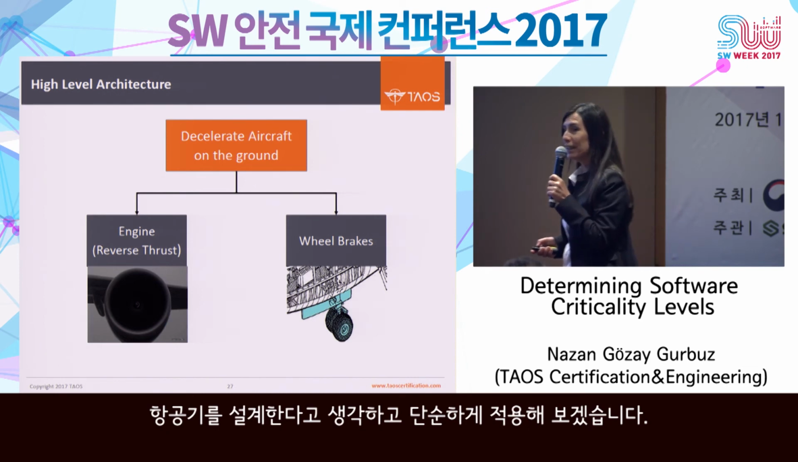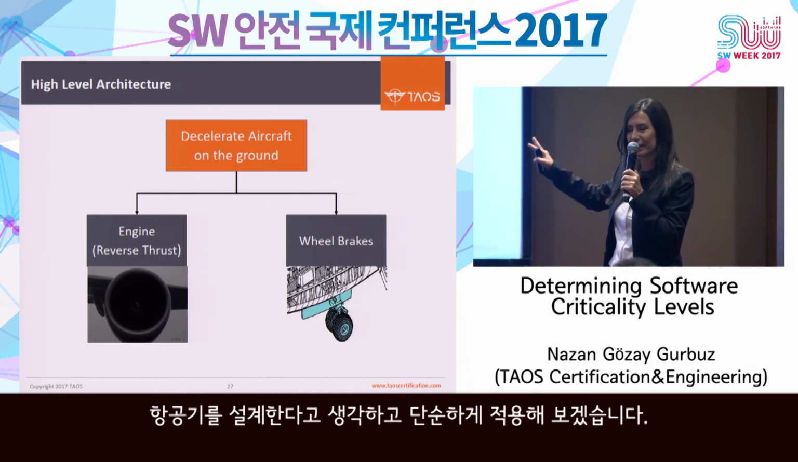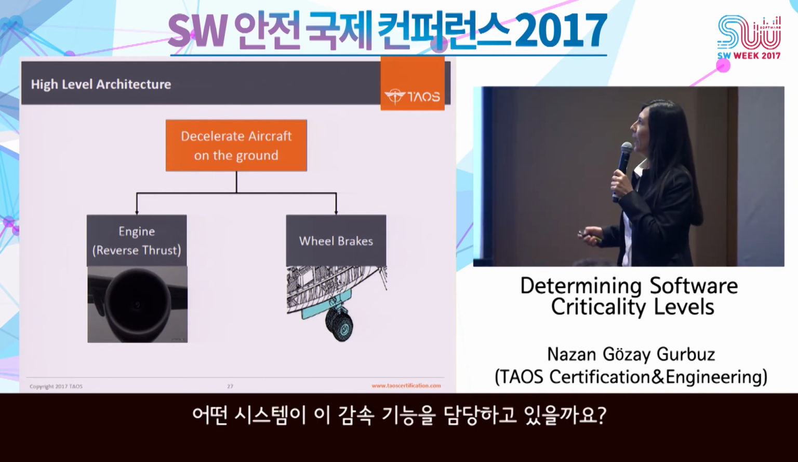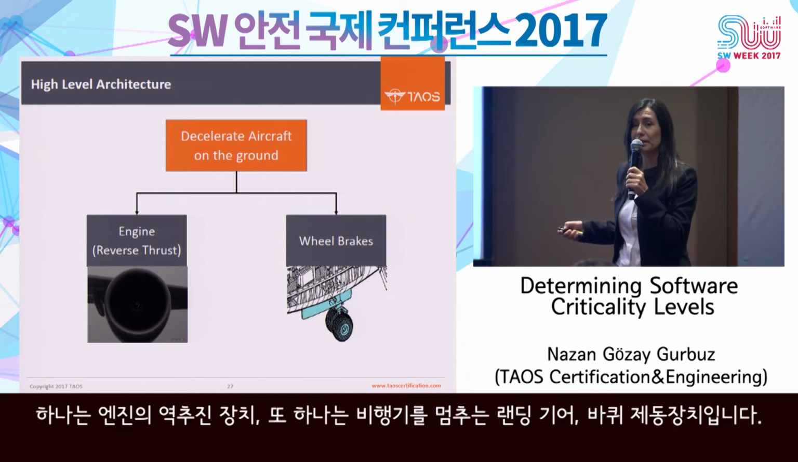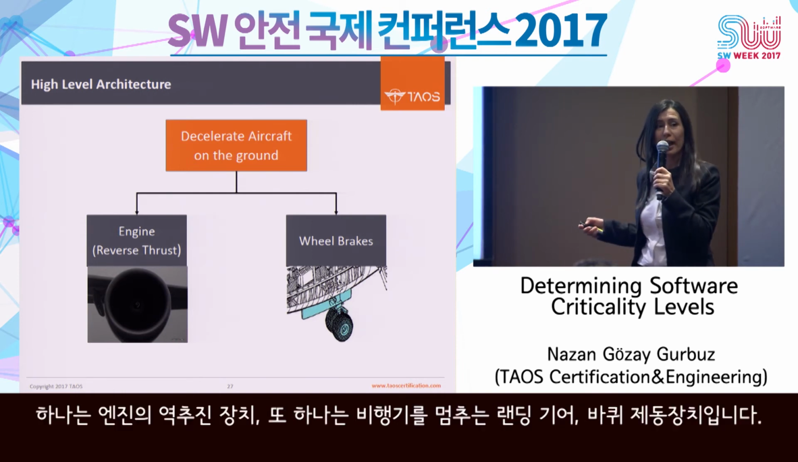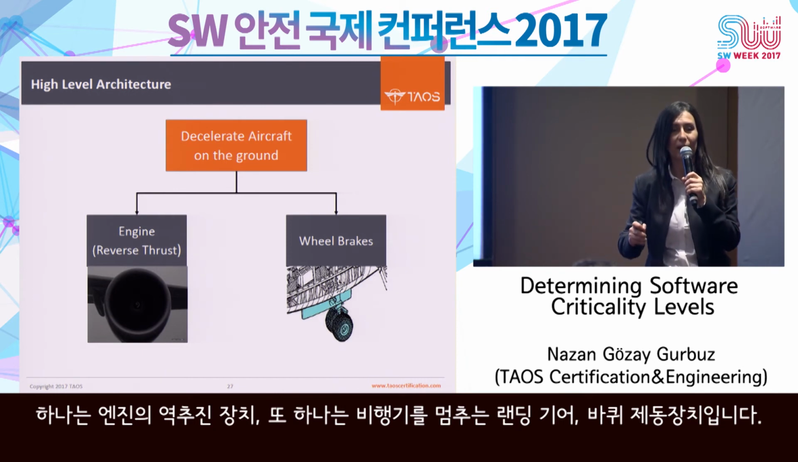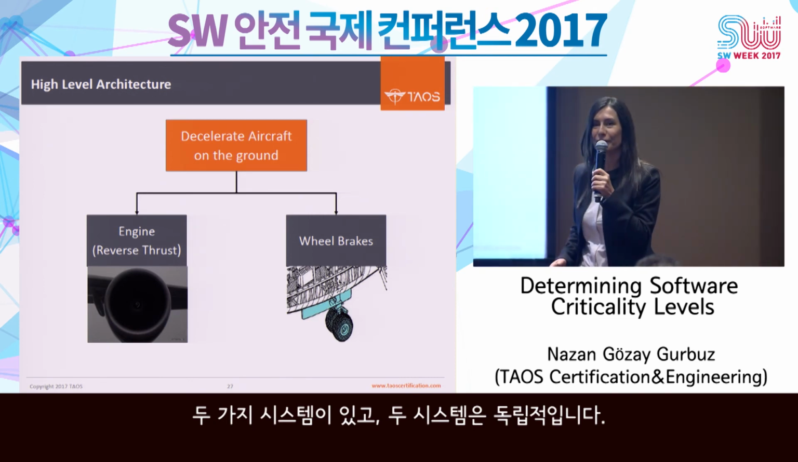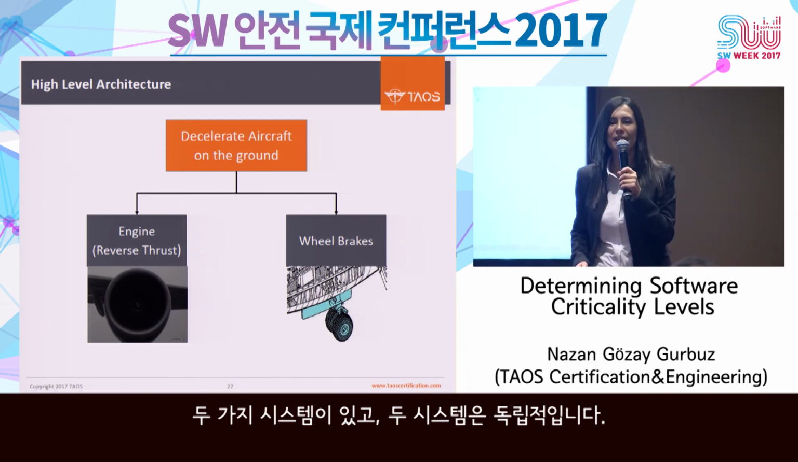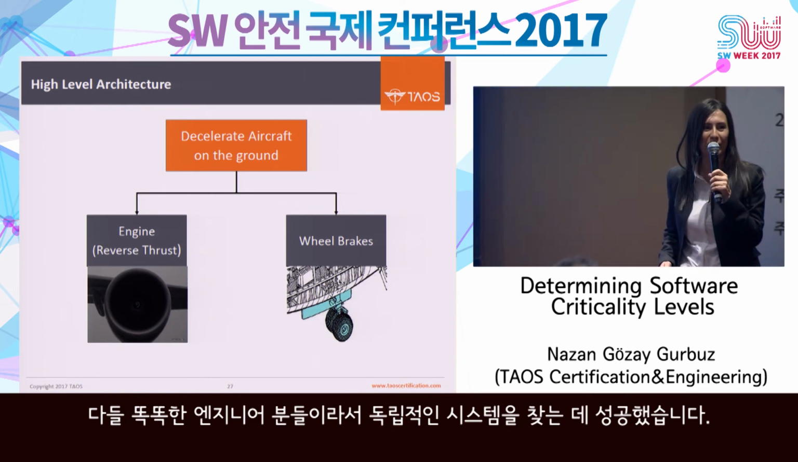Now, we design our aircraft. It's a very simplified figure. And what kind of systems provide that deceleration function? One is the engine thrust reverse, and another one is the wheel brake. Landing gear open and stop the aircraft. Okay, we got two systems. Good. Are they independent? Yes, we did it. We are engineers, we are smart, we made independent systems.